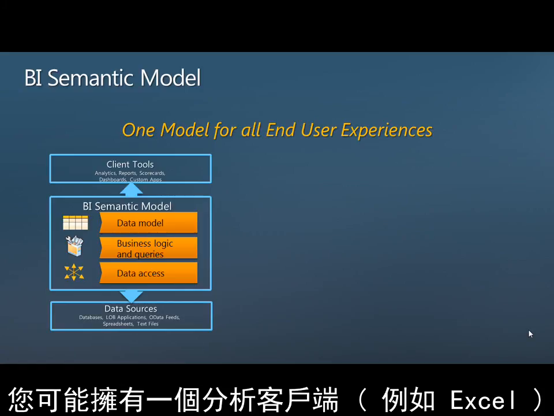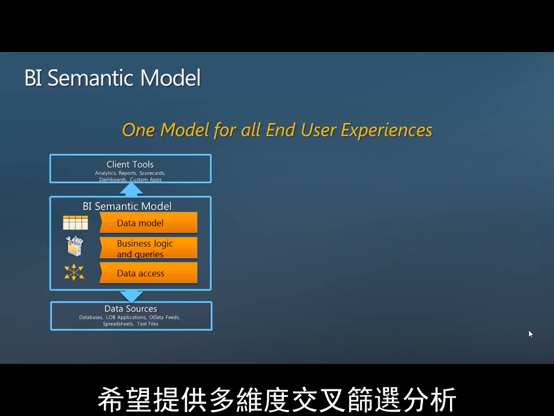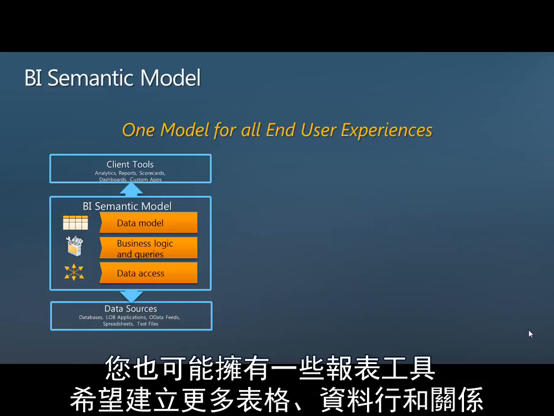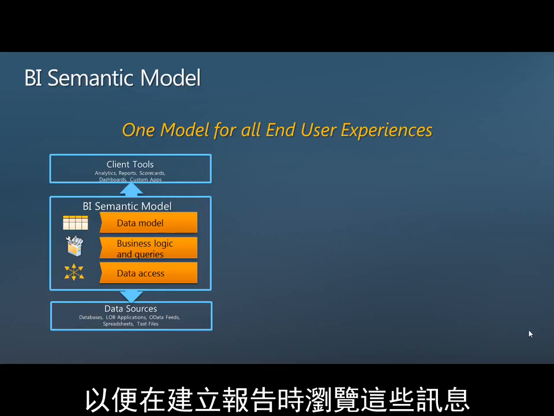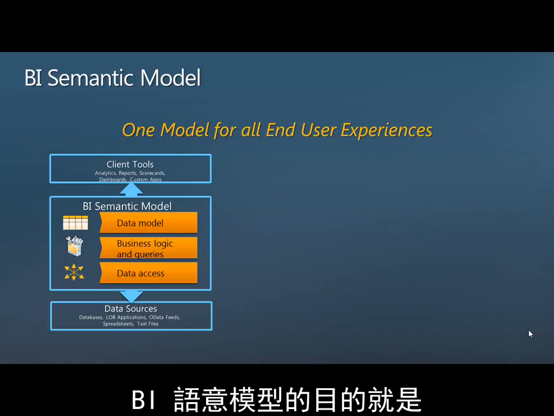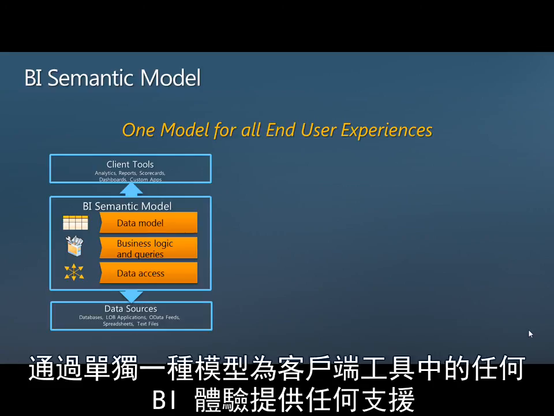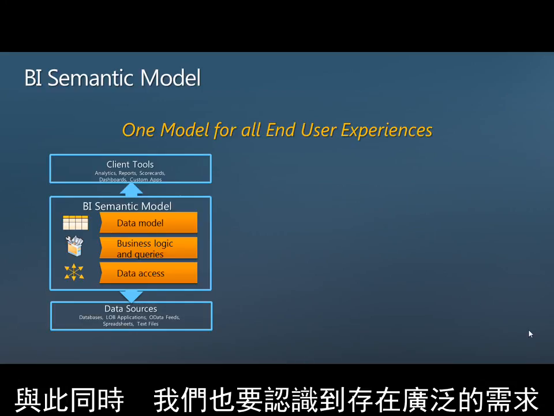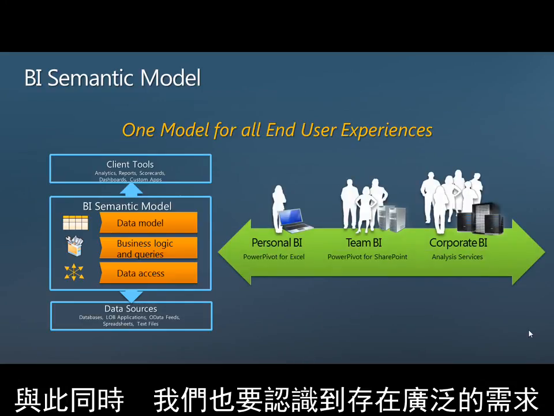Maybe you have an analytical client like Excel that wants to provide a multidimensional slice and dice experience. Or you may have reporting tools that want to build a much more tabular experience, with tables and columns and relationships across them that you navigate through when you build the reports. The goal of the BI semantic model is to be that one model that provides the support for any BI experience inside client tools. At the same time, we also recognize that there's a spectrum of needs.